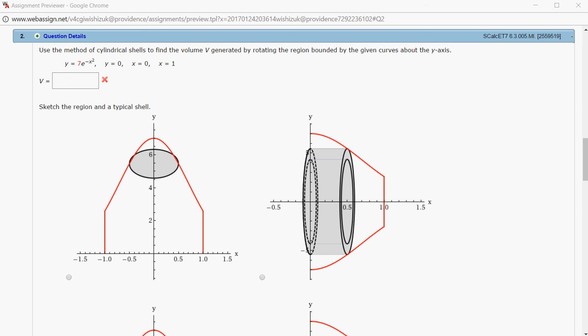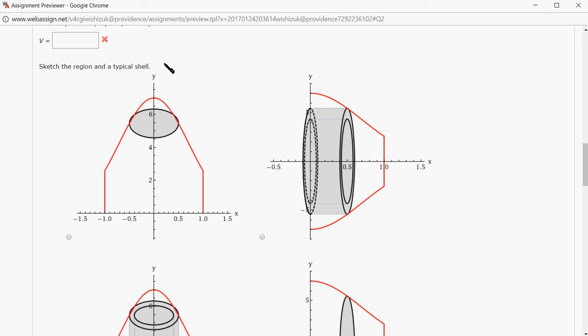Alright, let's look at homework 6.3, problem number 2. We want to use the shell method to find the volume of the solid of revolution. The region is bounded by this exponential function, the x-axis, x equals 0, which is the y-axis, and x equals 1. Let's look at the picture first.